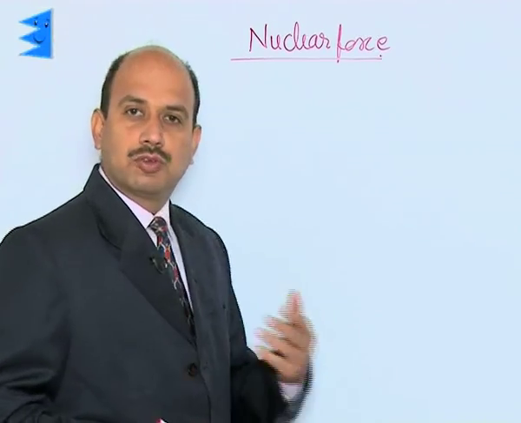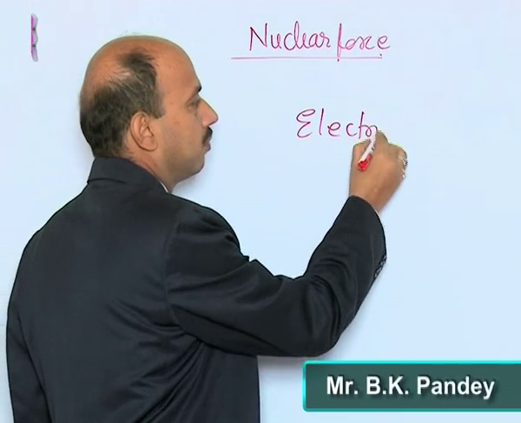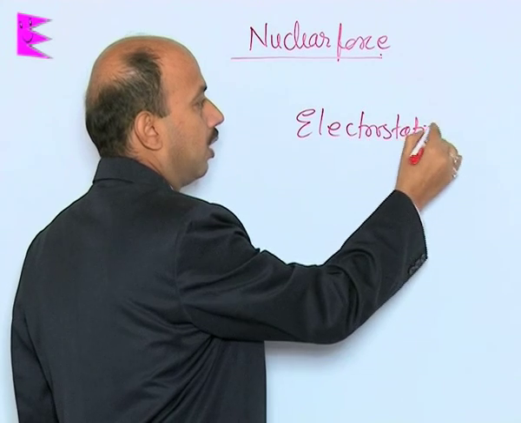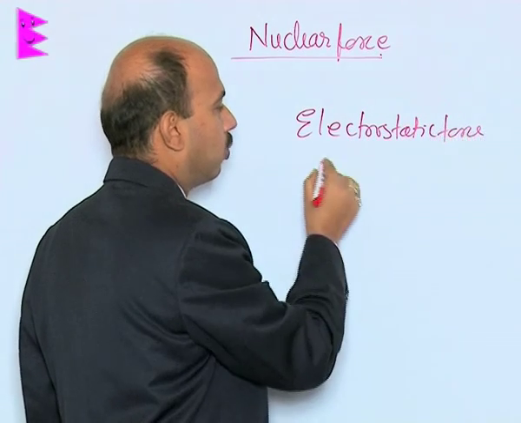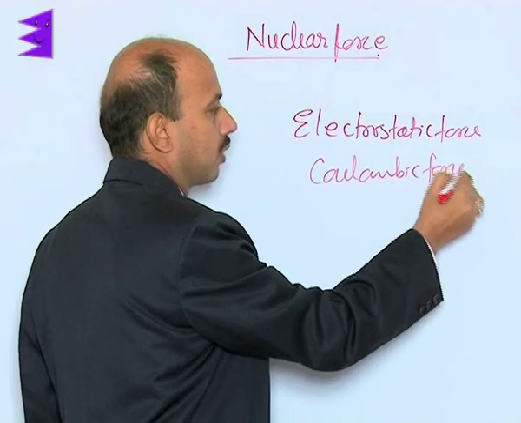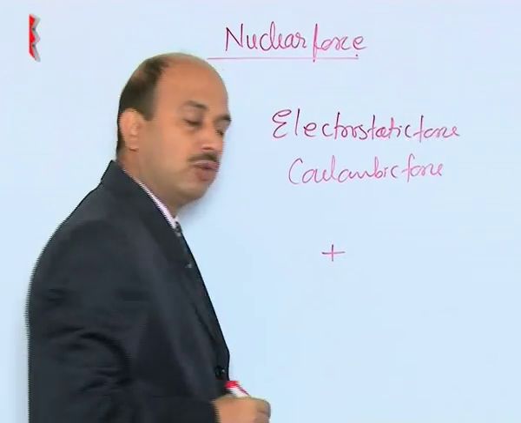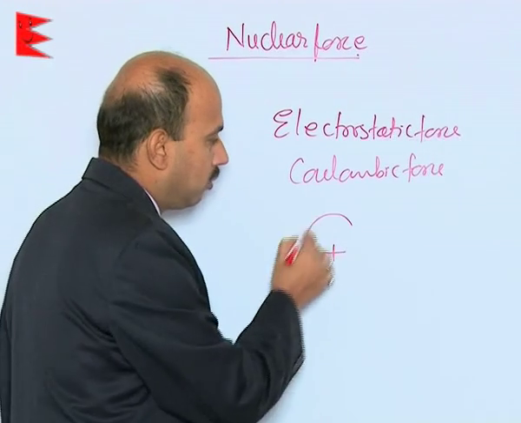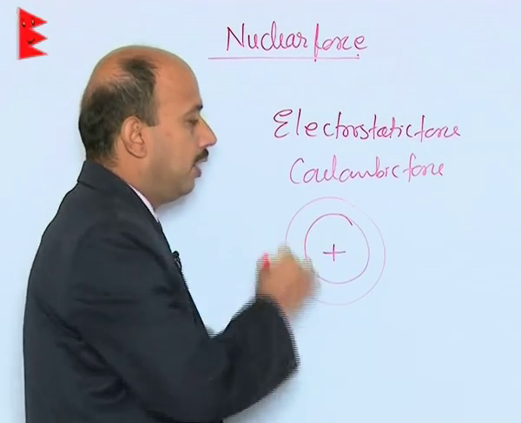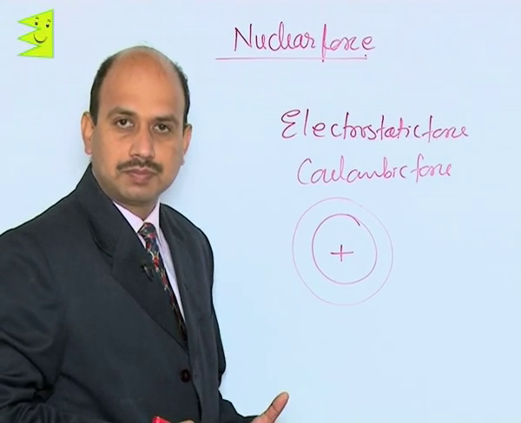Now see a nuclear force. We have already done electrostatic force, which is actually called Coulombic force. In Coulombic force, I have seen that if there is a positive nucleus at the center, electrons revolve around it. And when these electrons revolve around it, they have binding energy.